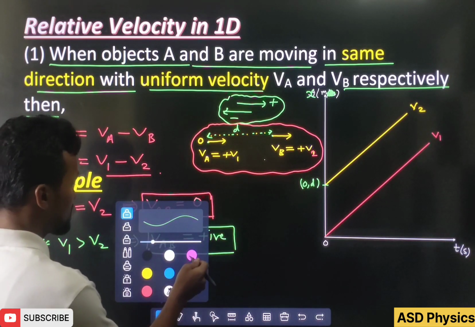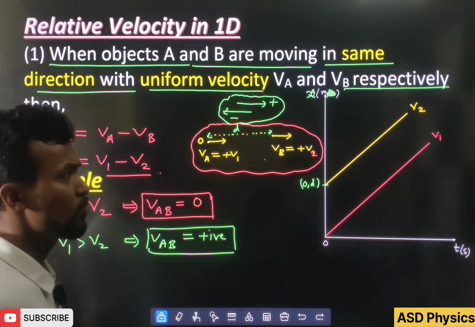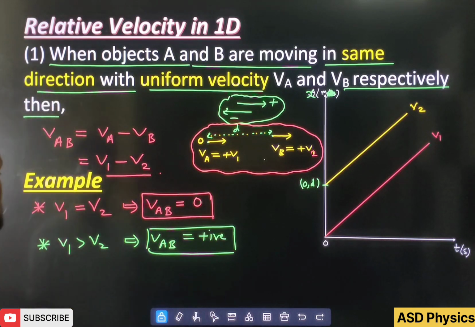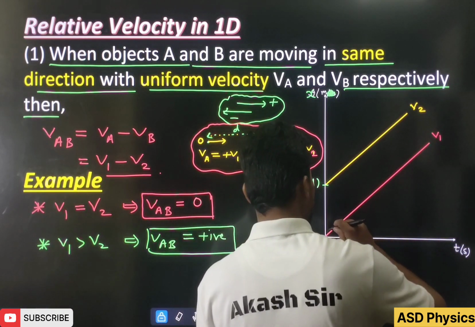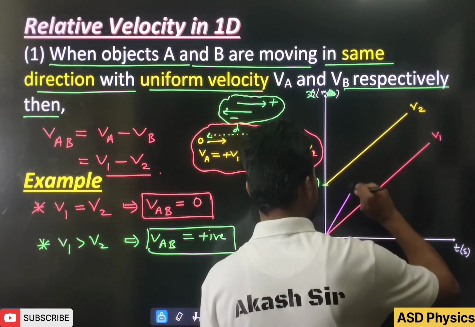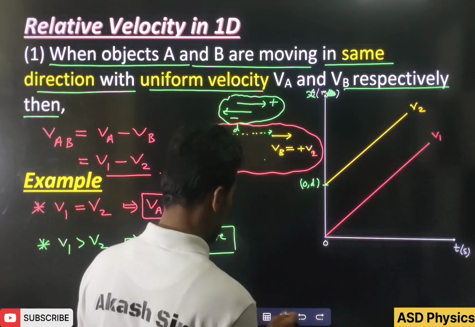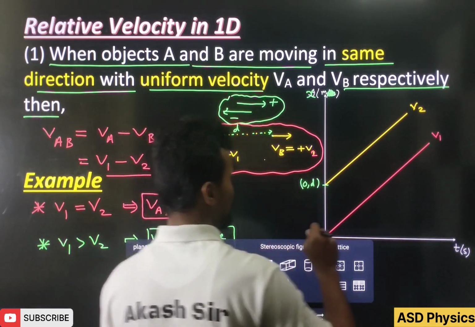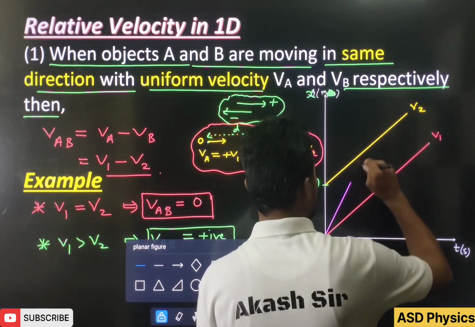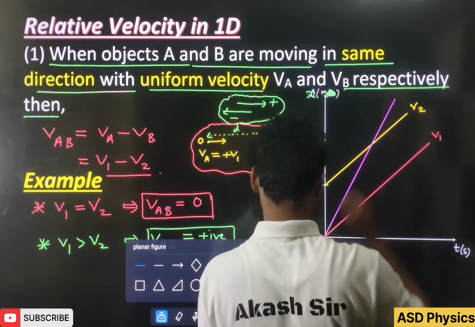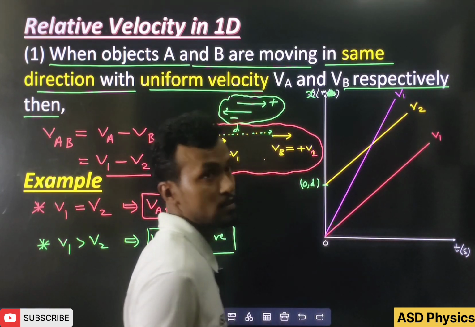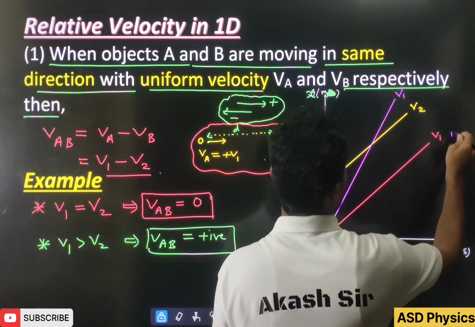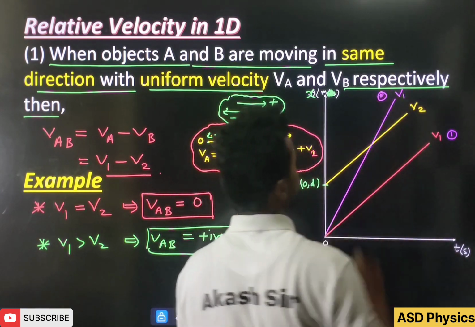So when the velocity increases, the slope will also increase. So V1 is greater than V2 now. This V1 is there, now we will increase the slope somewhat like this. I will just take some line here so that we can draw properly. See, like this. Now this is the new V1. The earlier one was the first situation, and this is the second situation example.